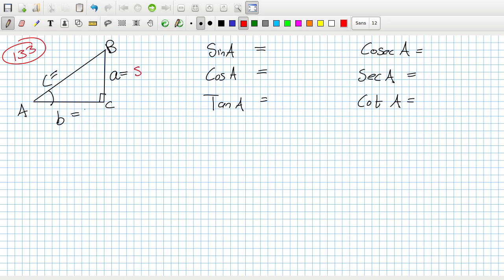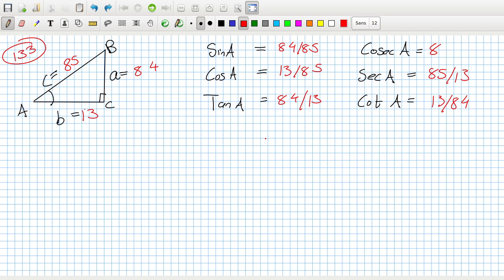133. A is 84, B is 13, and then from Pythagoras, the square root of 84 squared plus 13 squared is 85. So that's 84 over 85, 13 over 85, 84 over 13, 13 over 84, 85 over 13, and 85 over 84. And I can check the answers for this one: 84 over 85, 13 over 85, 84 over 13, 85 over 84, 85 over 13, and 13 over 84. That's correct.